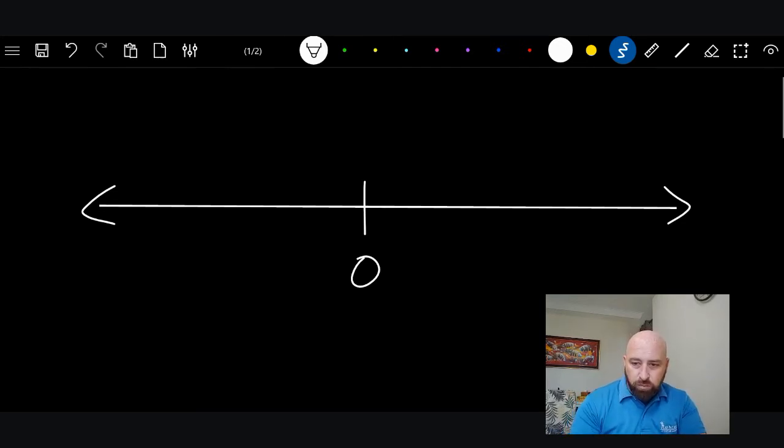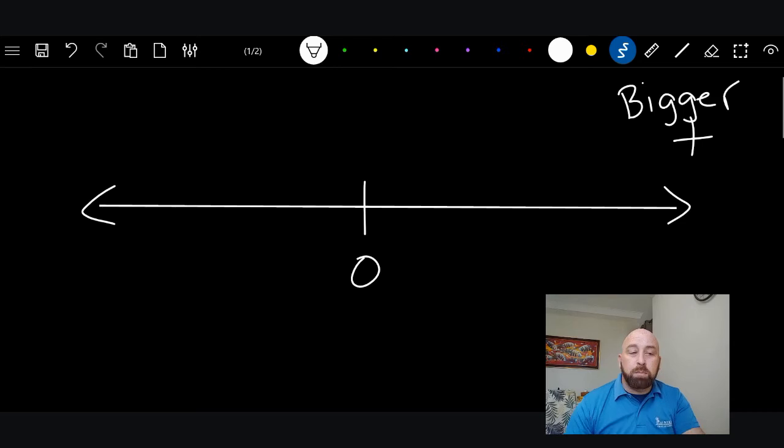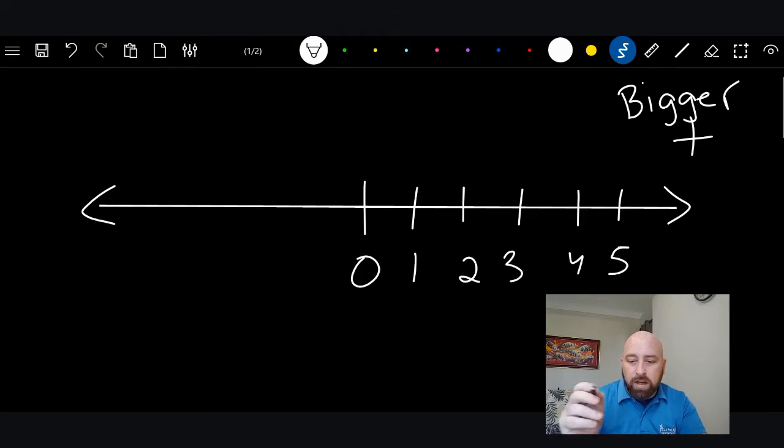As we go to the right, as we go this way, the numbers are going to get bigger and bigger. These are positive numbers. So they get bigger the farther you go to the right. So if we go 1, 2, 3, 4, 5, we'll put 5 on this. Okay? And 1 is smaller than 5 because it's farther to the left. 5 is bigger than 1 because it's farther to the right.